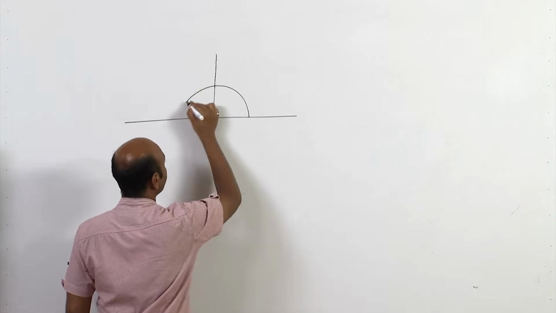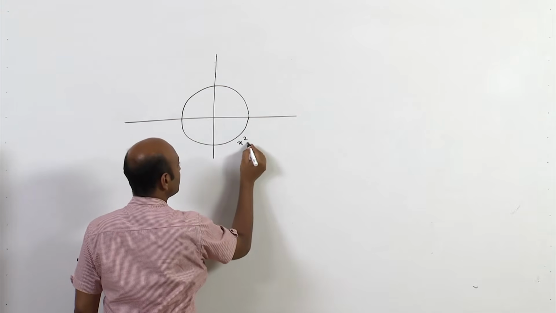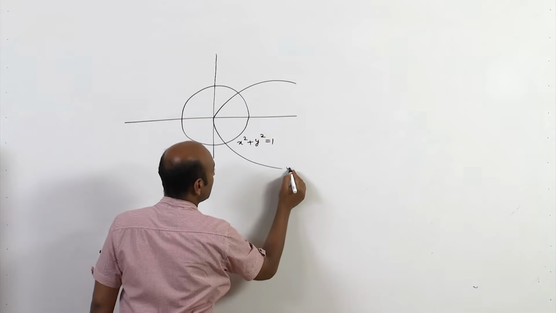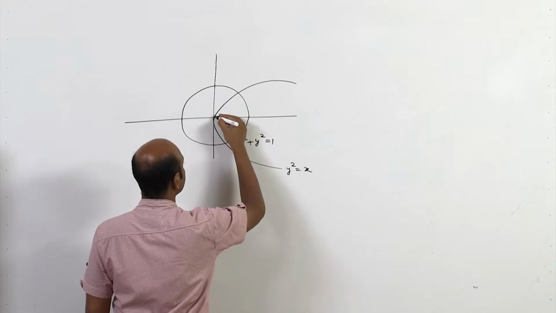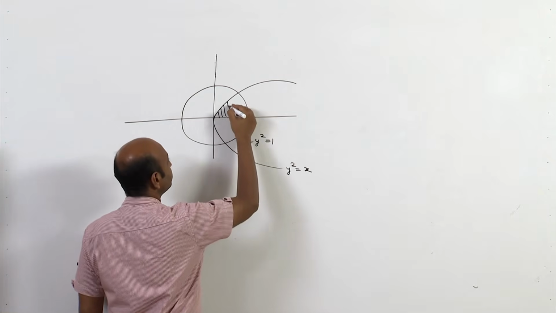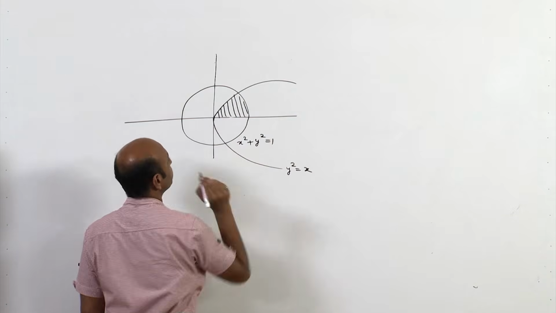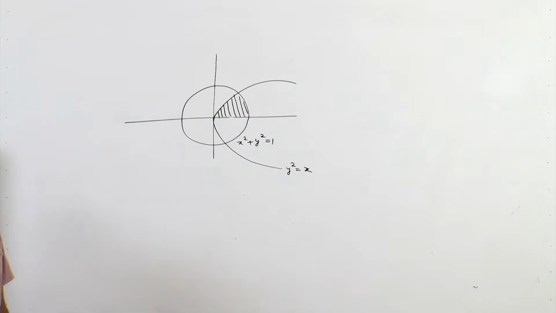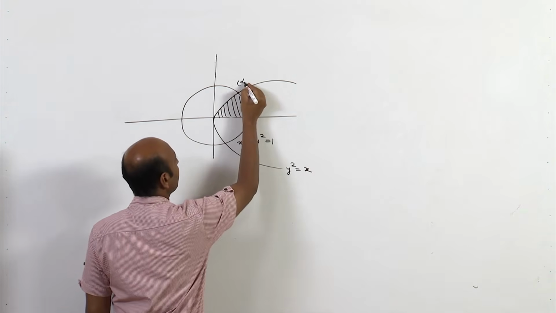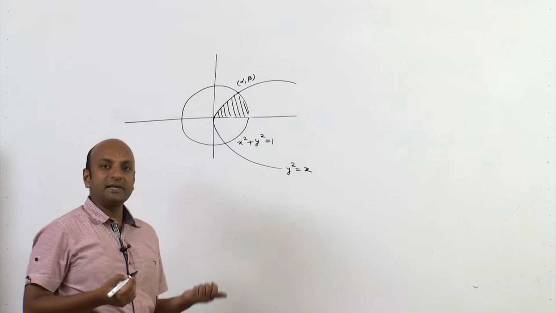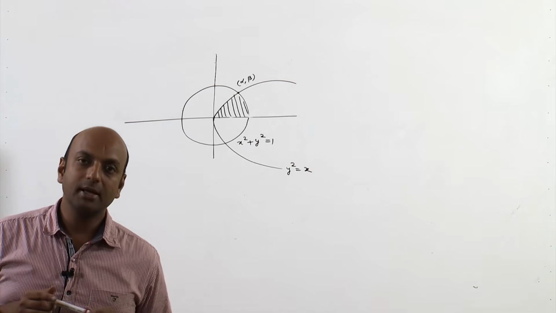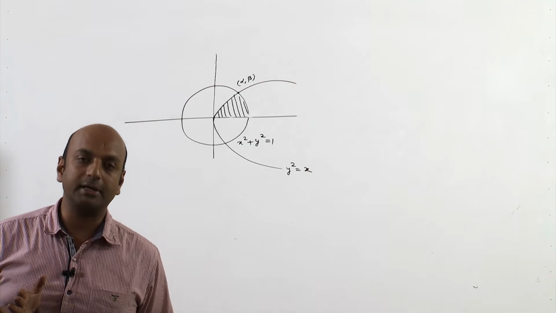You have a circle, say x square plus y square equal to 1. You have a parabola, say y square equal to x. Okay. Now, you are interested to find this shaded area. So, how can you find this? Now, suppose this point is (alpha, beta). This point can easily be found by finding the point of intersection of these two curves. Say this point of intersection is (alpha, beta).